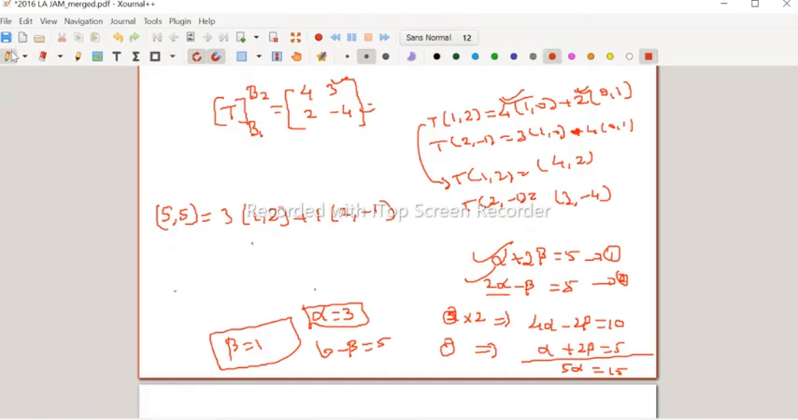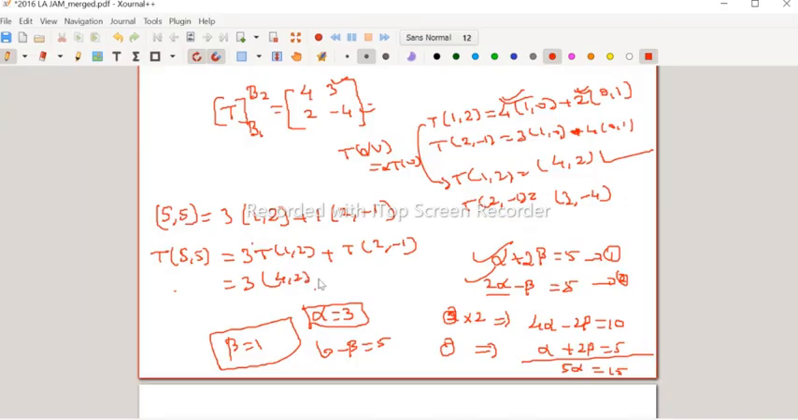So T of (5, 5) is equal to, since this 3 is a scalar, we know T of alpha times V equals alpha times T of V. You can take the scalar outside, therefore 3 times T of (1, 2) plus 1 times T of (2, -1). This is equal to 3 times, what is T of (1, 2)? We know just now it is (4, 2), plus 1 times, what is the value of T of (2, -1)? It is (3, -4). Now simplify these, we get the answer.